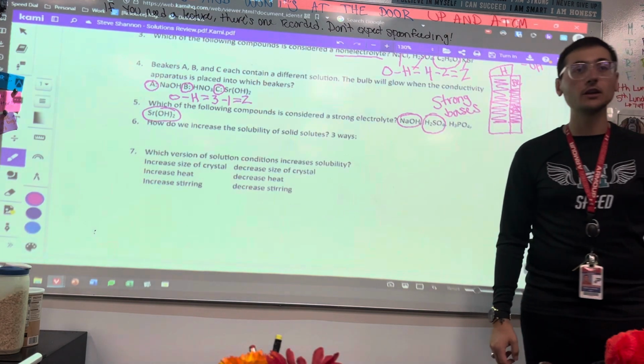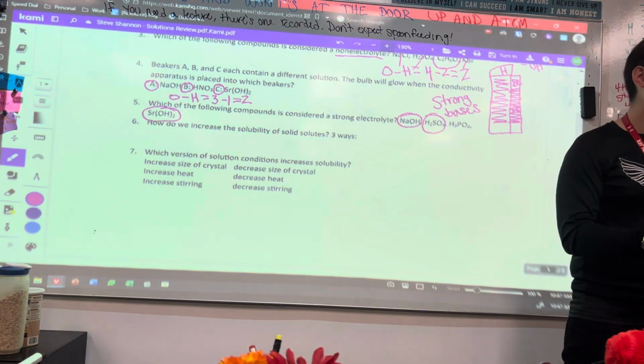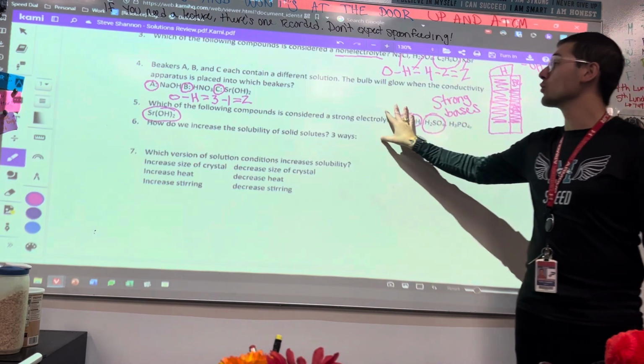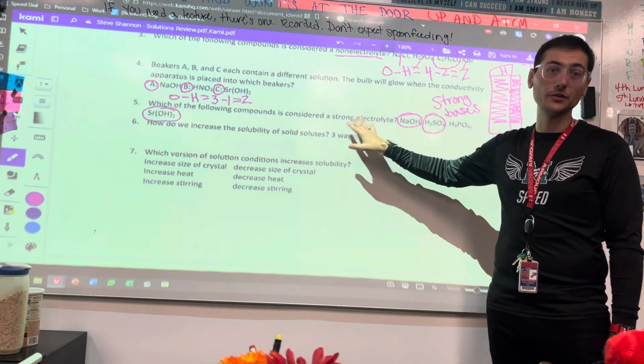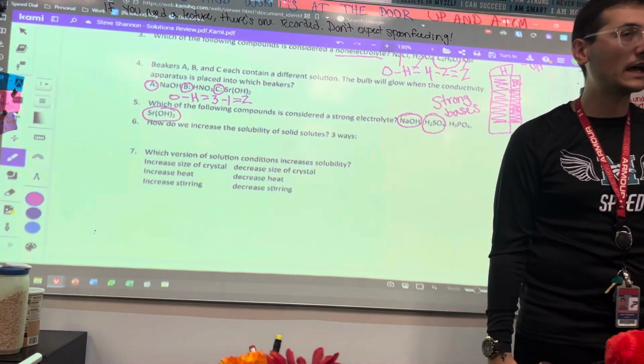If you are struggling with electrolytes, these rules are in the notes, and then the strong bases trick I've just taught you, because this is the worst you're going to see it. I've looked through the test a few times now. This is the worst you're going to see it, and then we will continue to learn strong bases and strong acids in the next unit.